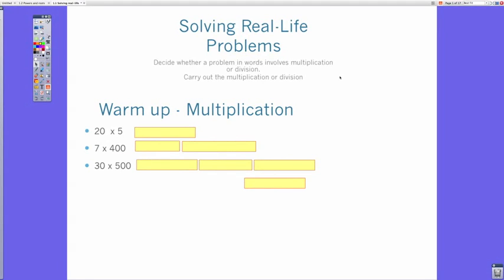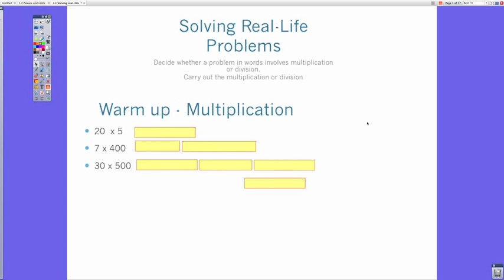In this session, we're going to be looking at solving real-life problems. We need to be able to decide whether a problem in words involves multiplication or division, and also be able to carry out the multiplication or division in order to get our answer. To start off with, we're going to have a few warm-up questions.